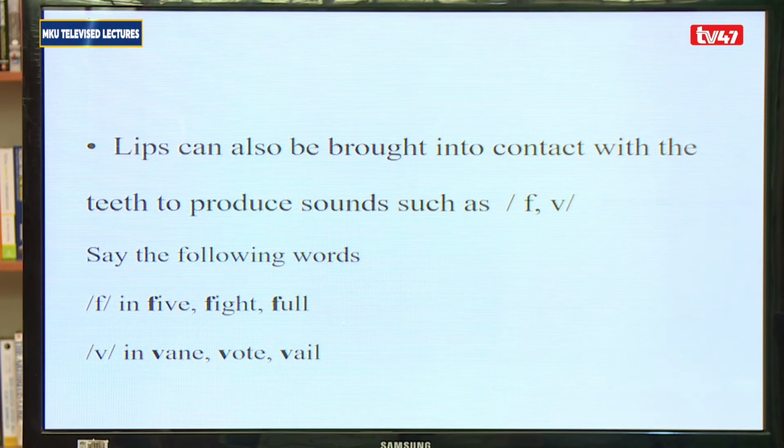As in the words five, fight, full. The sound is produced when the lips come in contact with the teeth. We also have the second set: vein, vote, veil. I hope you noticed when you looked at me that the lips and the teeth are actively involved in the production of those sounds.